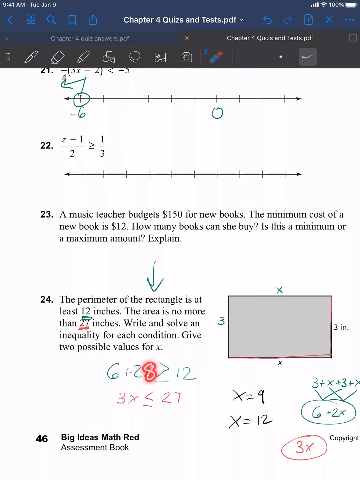What's 8 times 2? 16. What's 16 plus 6? 22. Is 22 greater than or equal to 12? Yes. Okay, that worked. What's 8 times 3? 24. Is 24 less than or equal to 27? Yes. So could 8 have worked? Yes. How about 1?